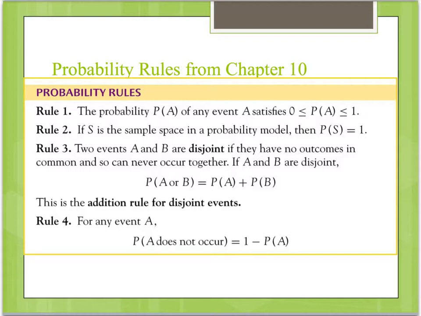The third one is that events are disjoint if they have no outcomes in common, and if they're disjoint, the probability of one or the other is the sum of their individual probabilities. And the last one is the probability that something doesn't occur is 1 minus the probability that it does occur.